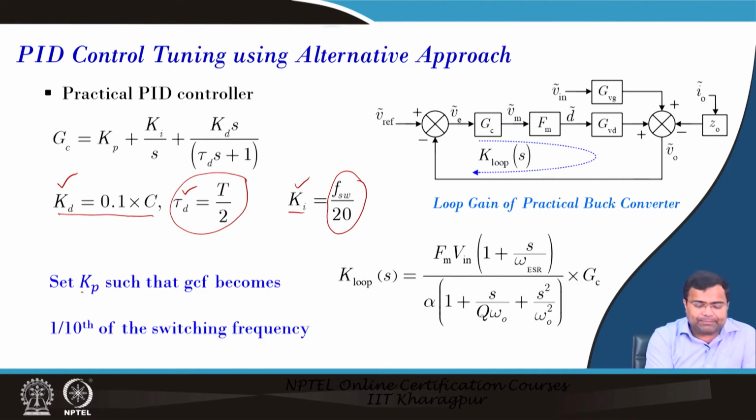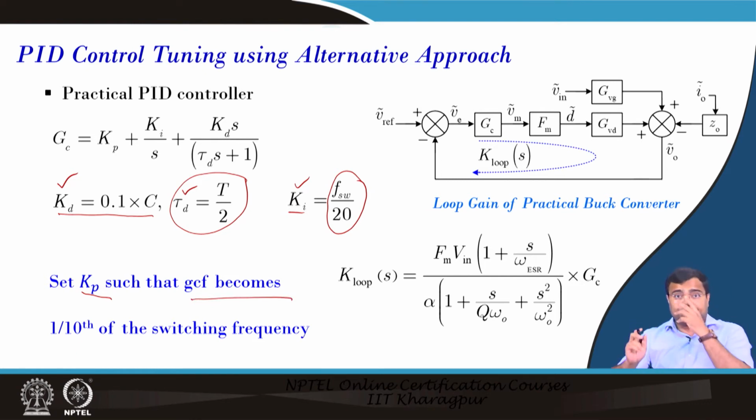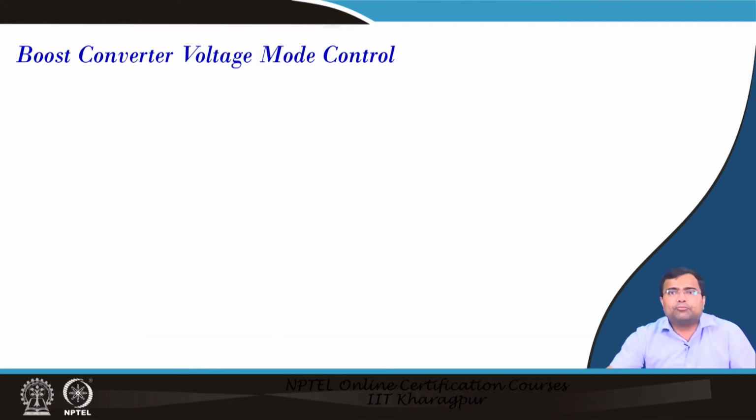So you can get Kp such that the gain crossover frequency becomes 1/10 of the switching frequency. By that way you can get the proportional gain, and this approach is far better in terms of shaping the loop, and it will also have better model matching. We will be discussing the digital control case study by this indirect approach in the subsequent lecture with model matching.